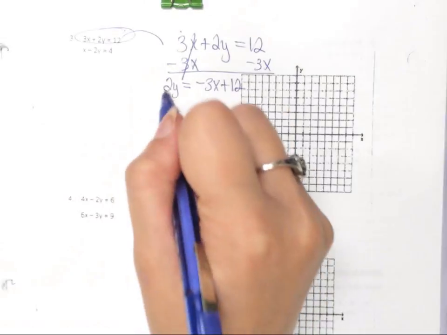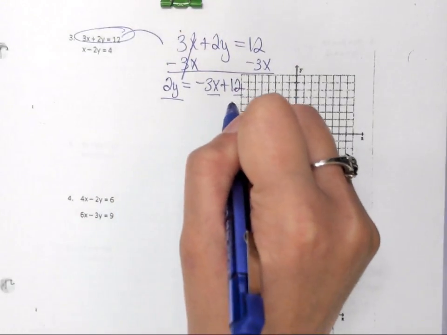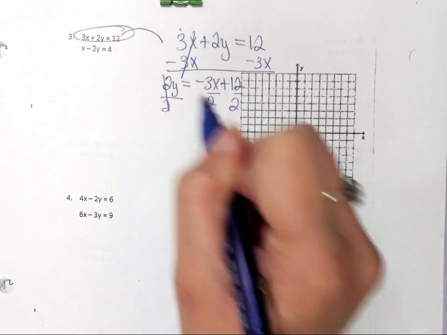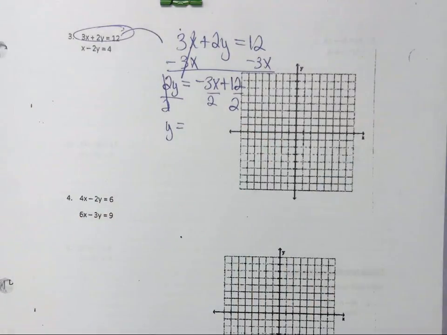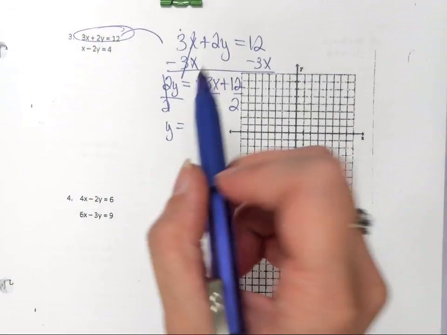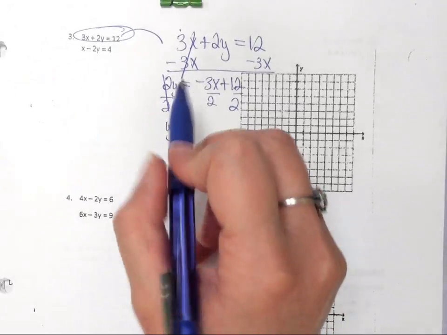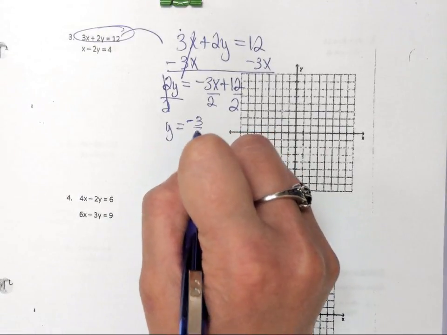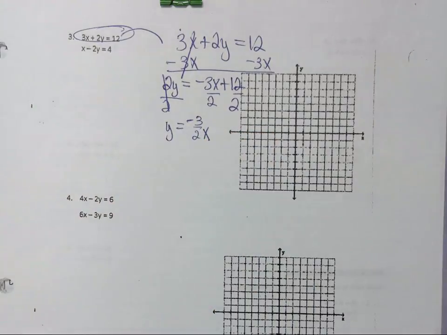Divide both sides by 2. Everything by 2, right? There you go. Alright. So the 2's go away. These cannot divide, but that's okay. You want your slope to be a fraction, so just leave it alone. And then what's 12 divided by 2?